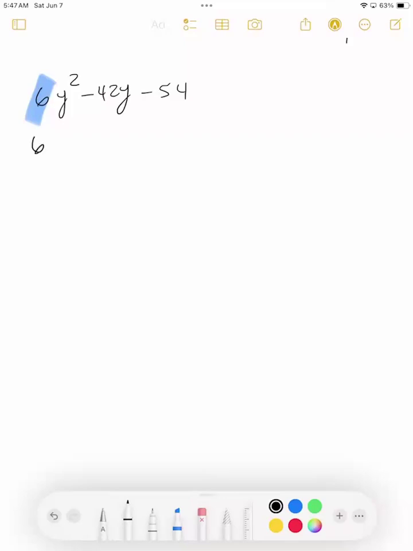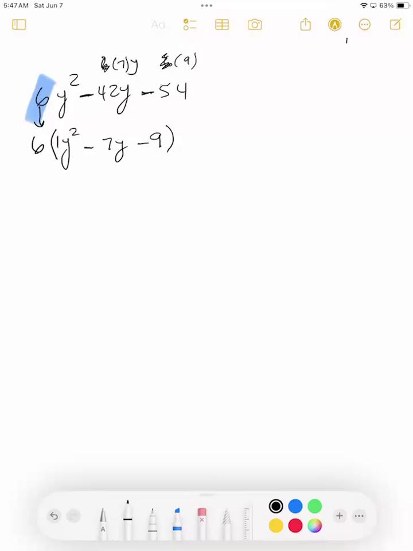So first I'm going to factor a 6 from this one. I get y to the power 2. This is 6 times 7. So if I factor a 6, I get -7y left over. This one is 6 times 9. If I factor a 6, I get -9 left over. So now I want to factor this polynomial.